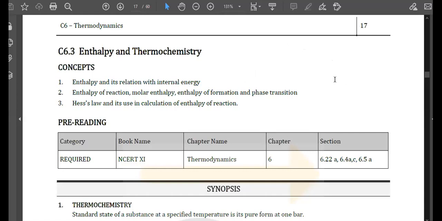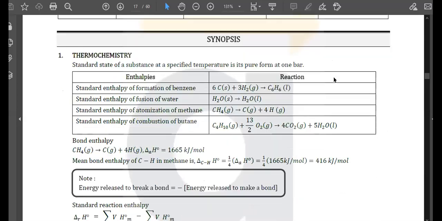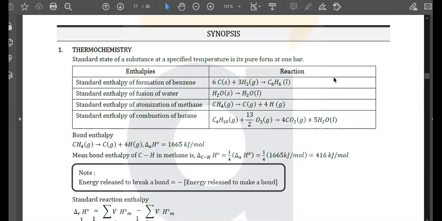Okay, so first, what is thermochemistry? Basically, it is the study of heat change when a reaction takes place. Now, the reaction can be of many types.